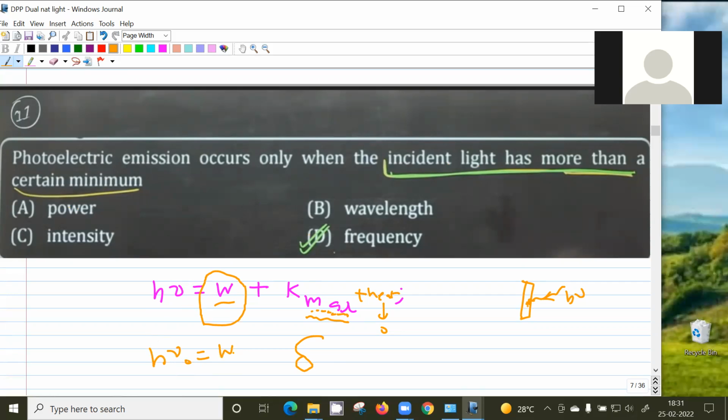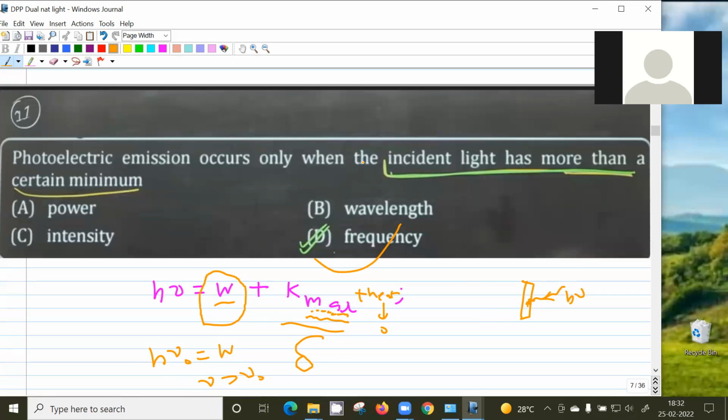h nu naught is equal to W, the work function. So frequency nu should be greater than nu naught for the electron to have some kinetic energy. The minimum frequency corresponds to W by h. If the frequency is more than this value, then the electron will get emitted. By changing the power, the number of photons per second will increase, so the number of electrons will increase.